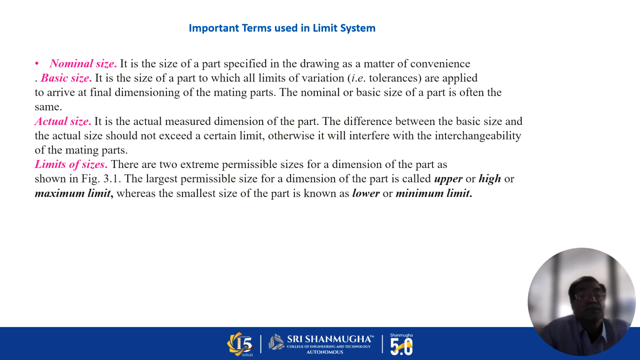Limits of sizes. There are two extreme permissible sizes for a dimension of a part. The largest possible size for the dimension of the part is called the upper or high limit or maximum limit, and the smallest size of the part is known as the lower or minimum limit.